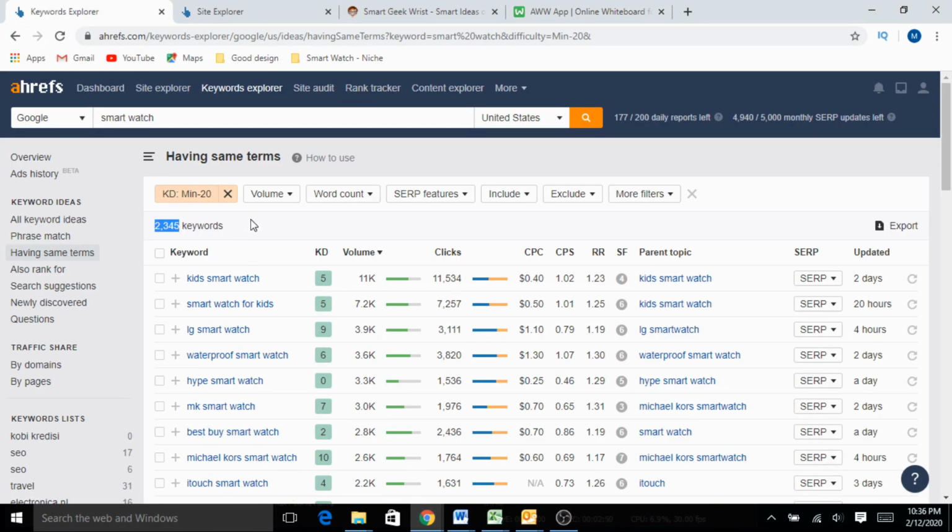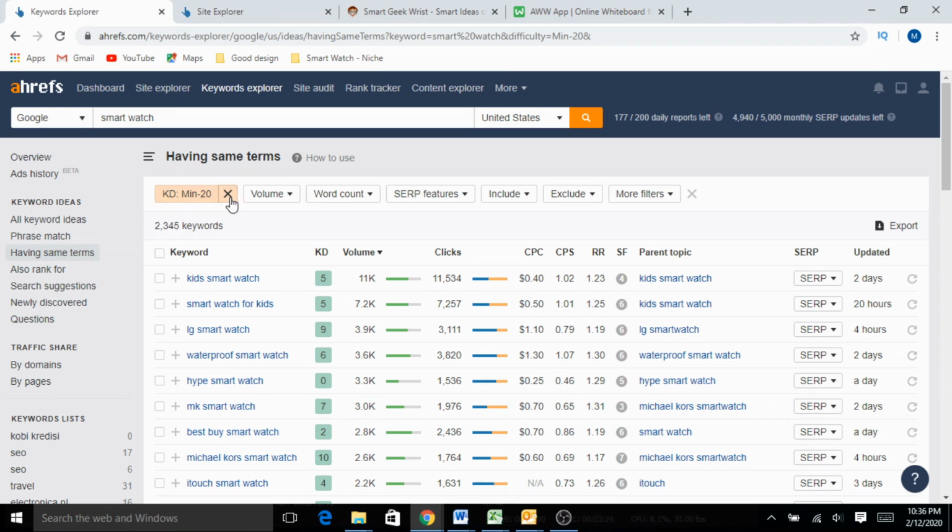If you see, smartwatch on its own has a difficulty of 52, but you can see now there are about 2000 plus keywords with keyword difficulty less than 20. Again, just repeating quickly for the people who are not very familiar with these technical terms, KD stands for keyword difficulty. The lesser the keyword difficulty, the easier to rank in search. Typically for new websites, I always suggest looking for keyword difficulty less than 20.